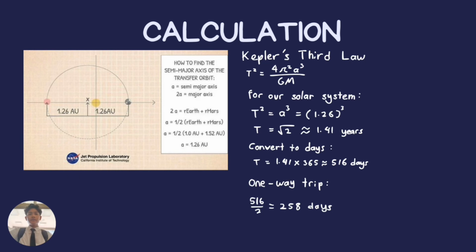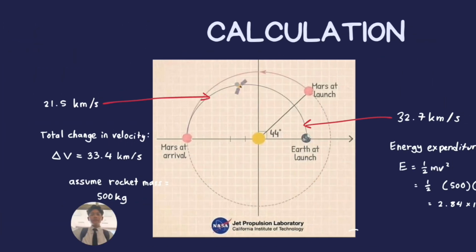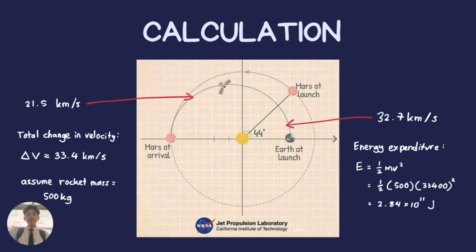The semi-major axis of the transfer orbit is 1.26 astronomical units. Using Kepler's third law, the total orbital period is approximately 516 days. So the one-way trip takes 258 days. During the journey, the spacecraft travels at a speed of 32.7 km per second relative to the Sun when leaving Earth, and slows to 21.5 km per second near Mars.